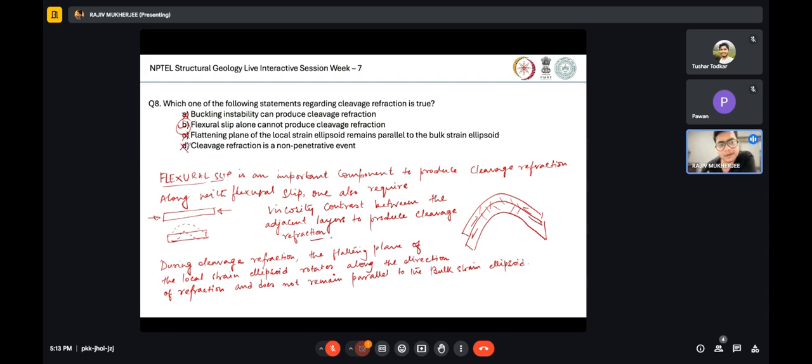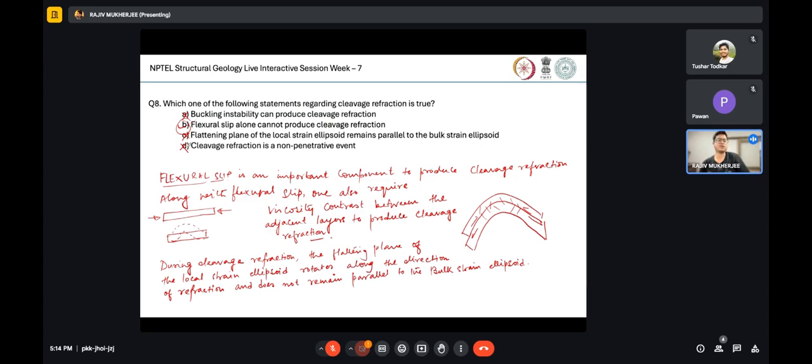Option B is correct because flexural slip alone cannot produce cleavage refraction, and you also require the most primary component, that is the viscosity contrast between the adjacent layers. But you also require flexural slip because without the flexural slip you will not produce the axial planes. So axial planar cleavage or axial planar foliation is required to produce the cleavage refraction, and flexural slip is the only mechanism through which you can produce both. And you also need the viscosity contrast, and that is how you can end up producing cleavage refraction.